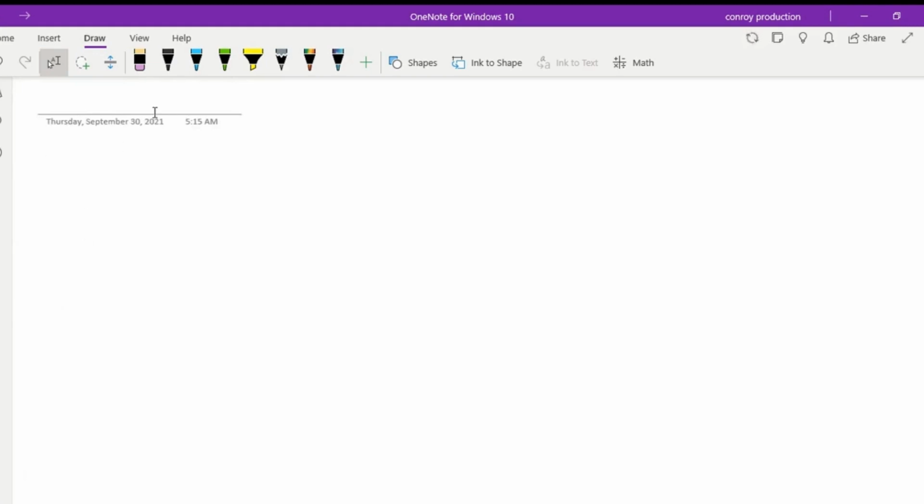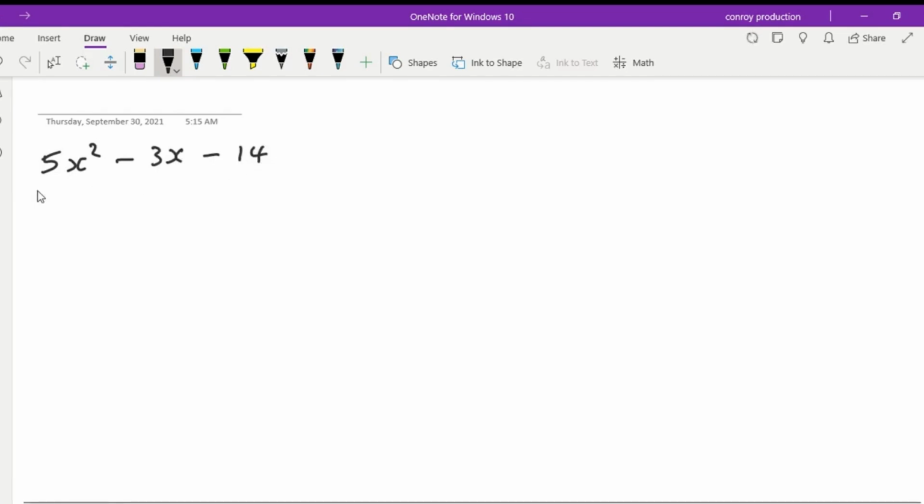So we have this example. Let's get our pen set. We have 5x squared minus 3x minus 14, all over x squared minus 11x plus 18.